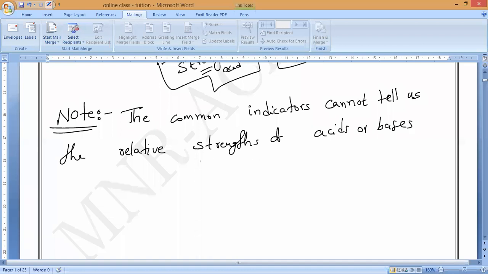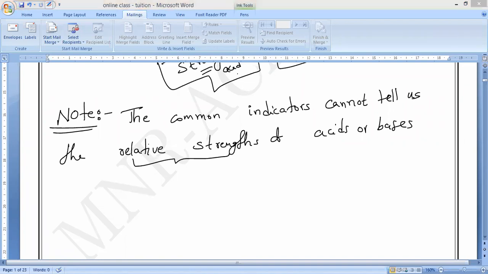So what do you mean by relative strength, Nitinath? Relative strength means whether it is a strong acid or weak acid, or a strong base or weak base. That is called relative strength. Relative strength means strong or weak.